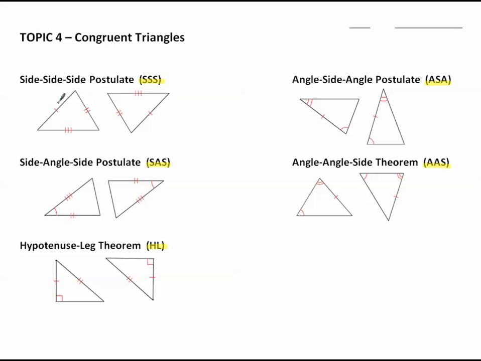What these look like is side, side, side. The side congruent marks show 3 sides. I like to mark an S where I see a side slash. If I see 3 sides congruent to 3 sides, I know I'm using the side-side-side congruence postulate.